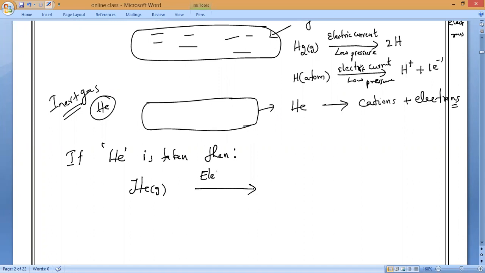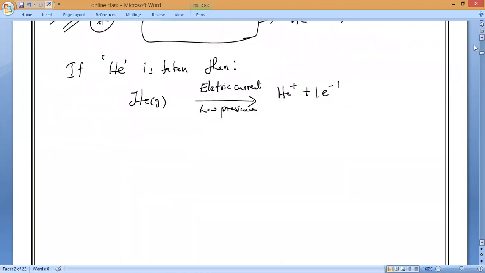Electric current directly at low pressure. So they will convert into helium plus 1 electron minus 1. So that is how it happens. I hope you all understood how and why these cathode and anode rays are produced. Is it clear? Anybody having any doubt, you can ask.